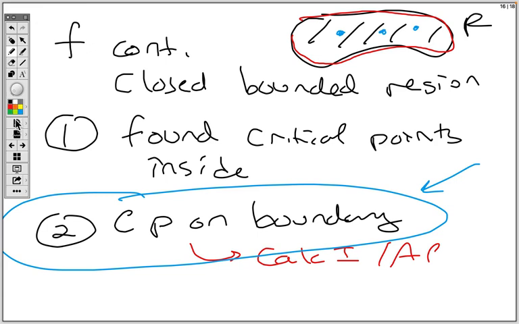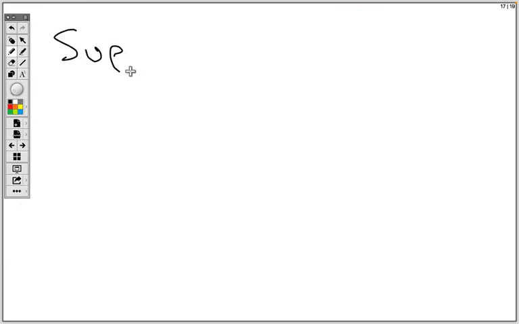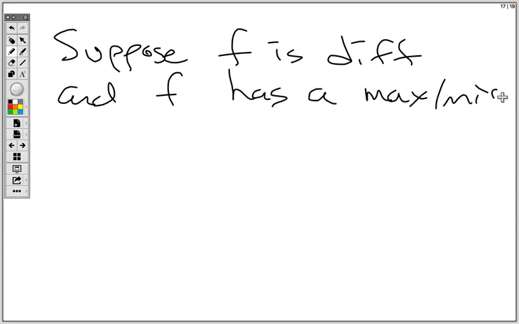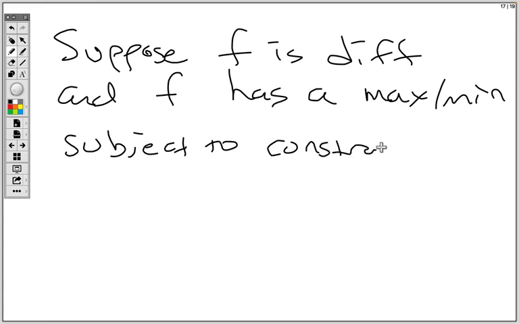So here's the setup. Suppose f is differentiable and f has a max or a min subject to a constraint g of x, y equal to a constant.